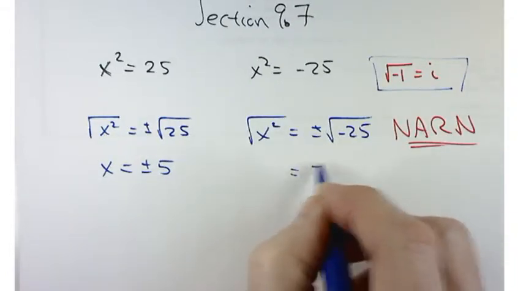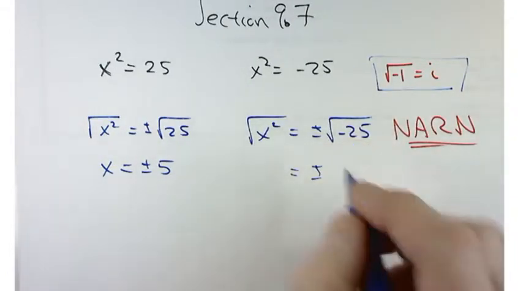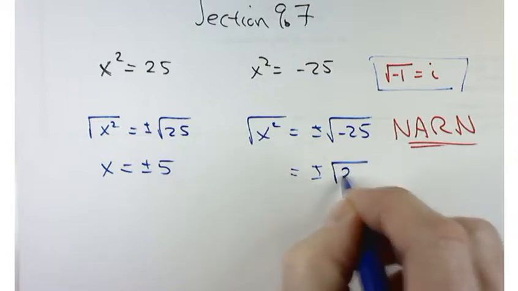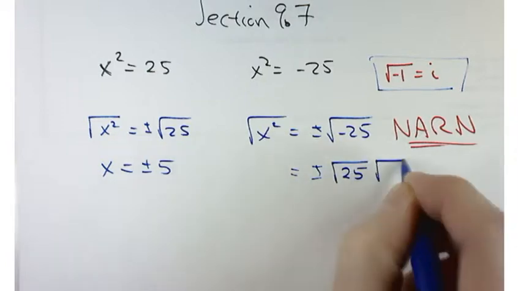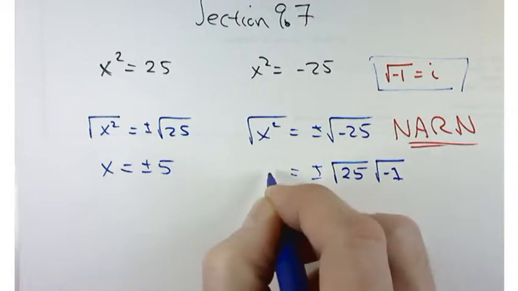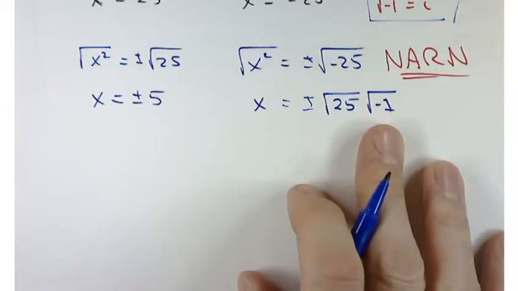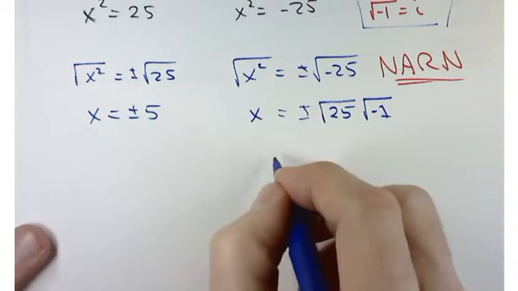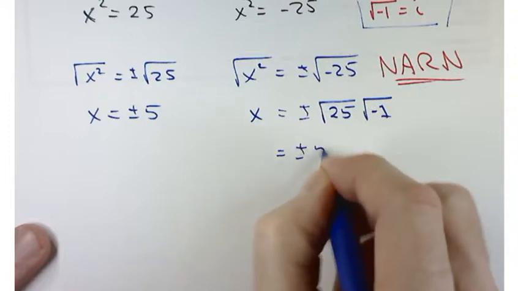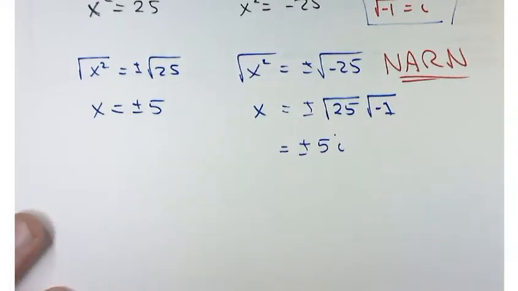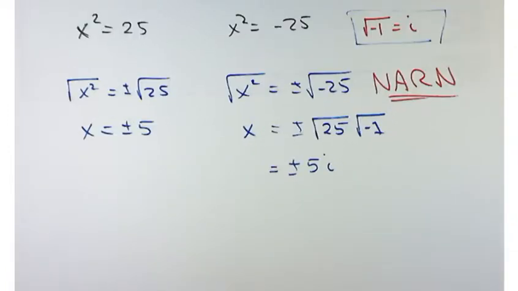So let me peel off the square root of negative 1 here. Let's write that as the square root of 25 times the square root of negative 1. And now I can simplify both of these. That's plus or minus 5 times i. And that's your solution. Wow, cool.